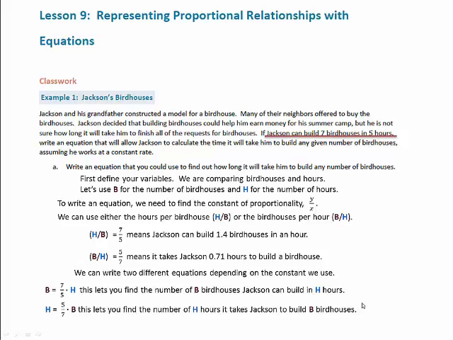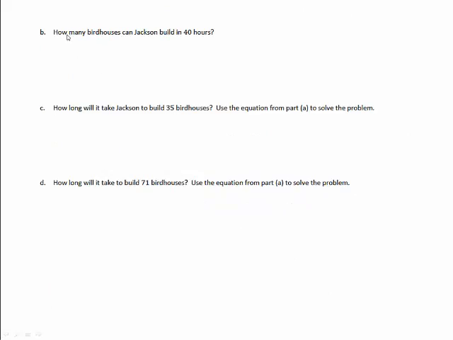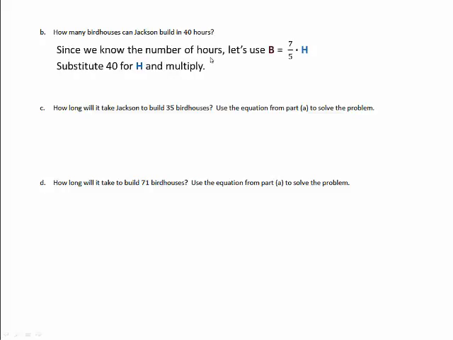Let's look at part B. In part B, we want to know how many birdhouses Jackson can build in 40 hours. Since we know the number of hours, let's use the equation birdhouses equals 7/5 times the number of hours. We're going to substitute 40 for h and multiply.